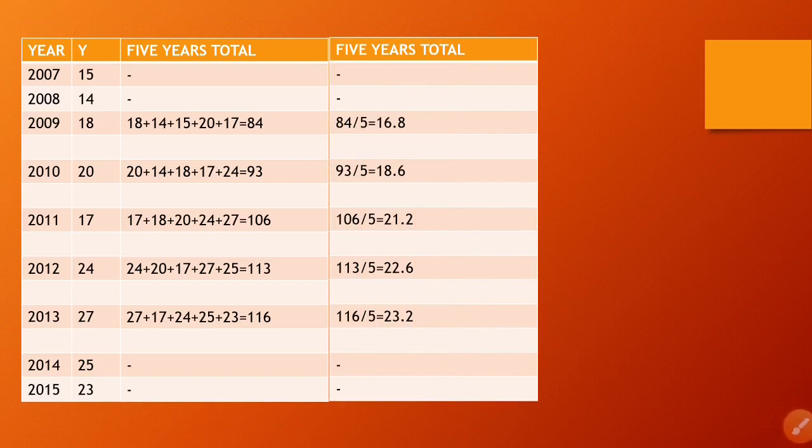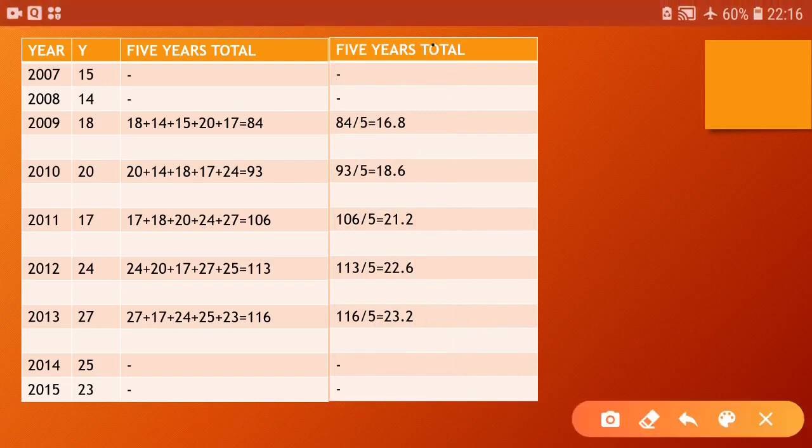Then how to find the average? So it is a 5 years average. Simply you have to divide it by 5. If total is 84, divided by 5, 16.8. If total is 93, divided by 5, 18.6. If total is 106, divided by 5, 21.2. If total is 113, divided by 5, 22.6. If total is 116, divided by 5, it's 23.2. So I hope this was quite easy. Average of 5 years and 3 years, both are easy.